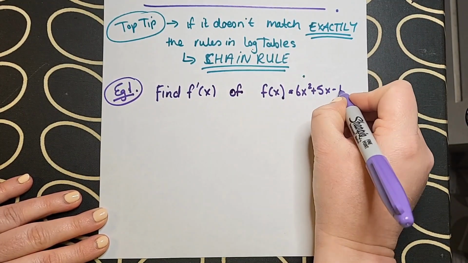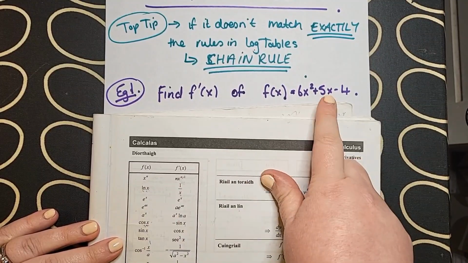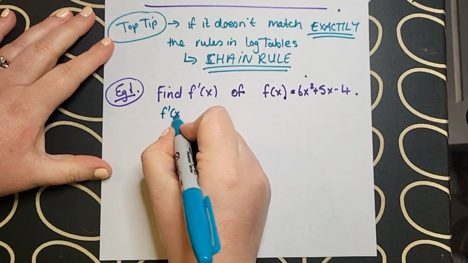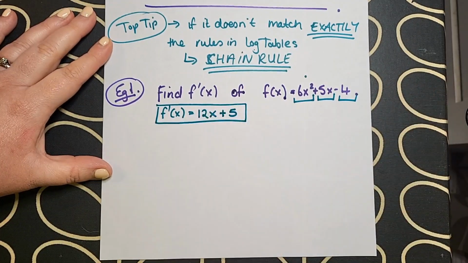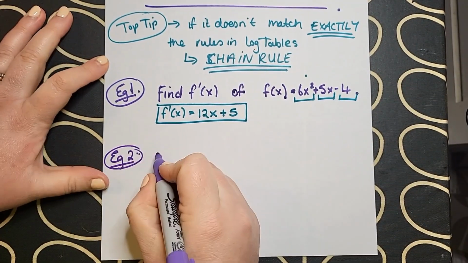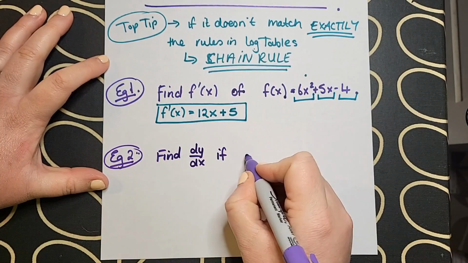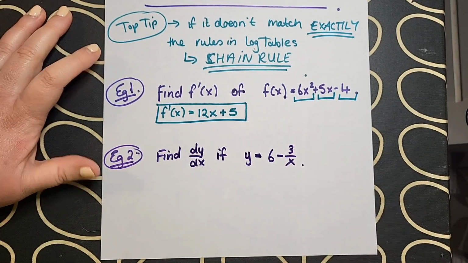So let's move on to our first example. We have the function 6x squared plus 5x minus 4 and we're asked to differentiate it. Now it's three separate terms there. We use our rule on the top left hand corner of the page and we bring down the power, reduce the power by 1. We get 12x plus 5.